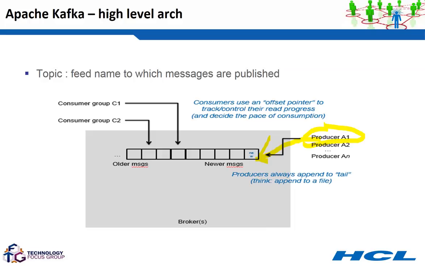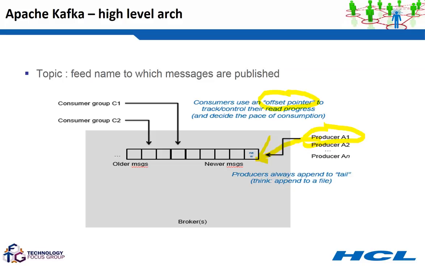While if a consumer has to read a message from a topic, they have to specify an offset also, for the message which they want to read. Say one consumer wants to read the fifth message, another consumer wants to read the second message, or whatever the message is, they need to specify the offset. So a consumer uses an offset pointer to track and control its read progress and decide the pace of consumption.